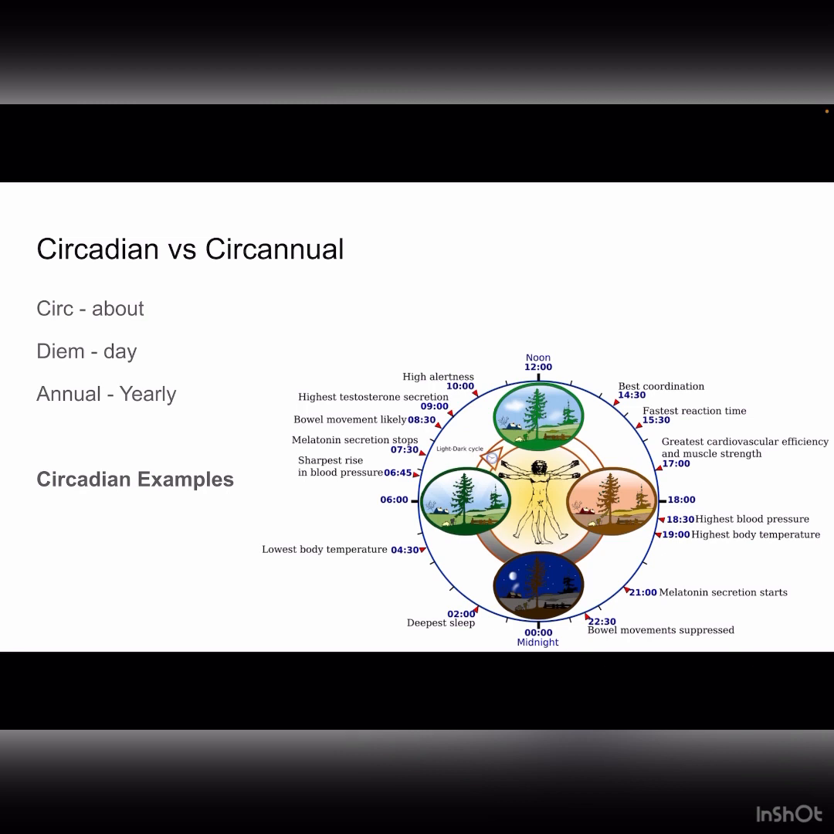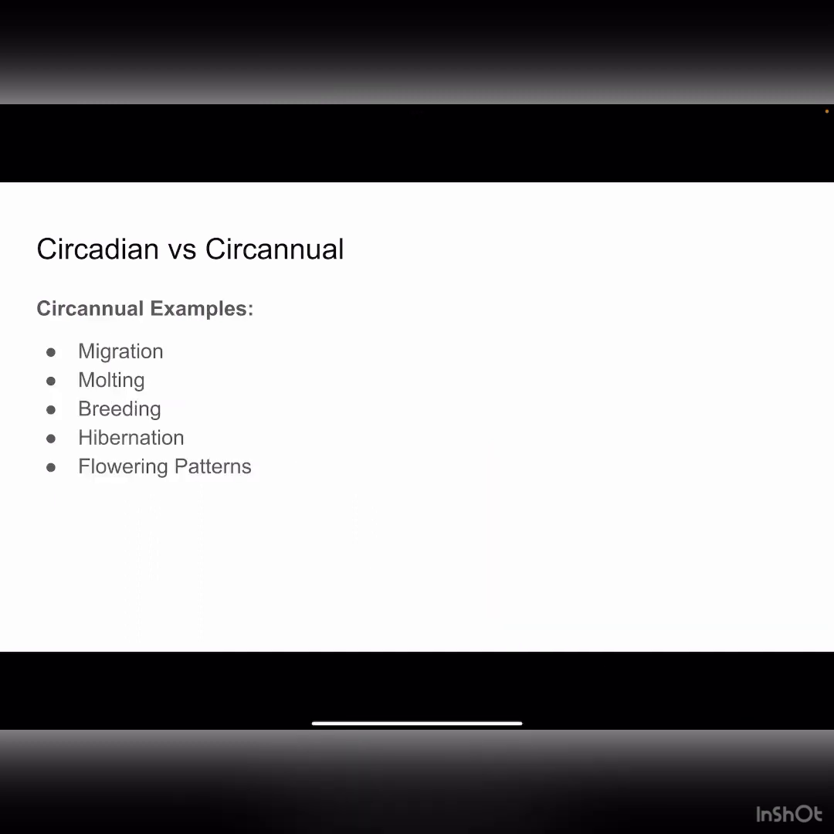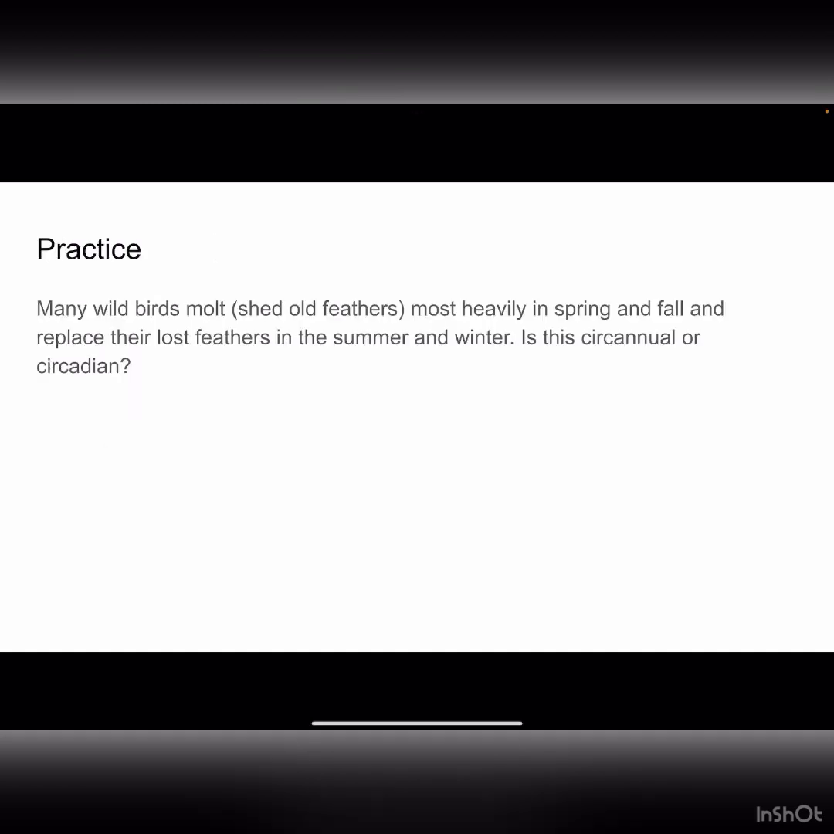But another behavioral circadian rhythm would be something like eating. Some examples of circannual rhythms are things like migration, molting, breeding, hibernation, and flowering patterns. So let's do some practice identifying circadian and circannual rhythms.